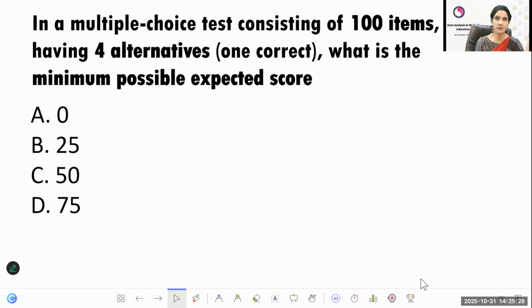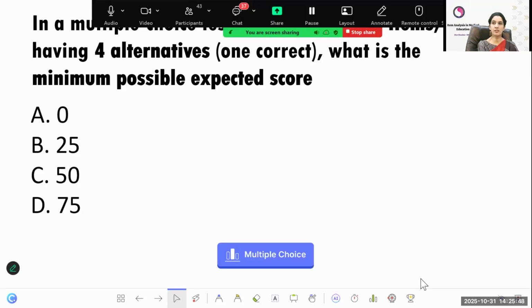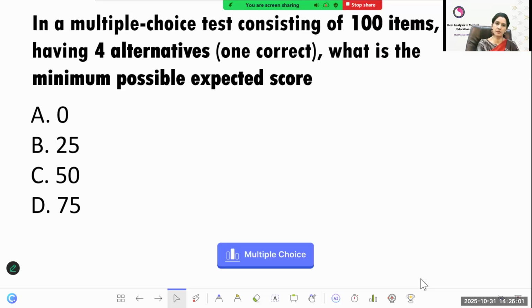Again, just one question to all of you: in a multiple choice test consisting of 100 items, each having 4 alternatives, what is the minimum possible expected score? Yes, all of you please answer. It is not 0, you are right. It is 25%, because by chance the probability of marking the right option will be 25%.